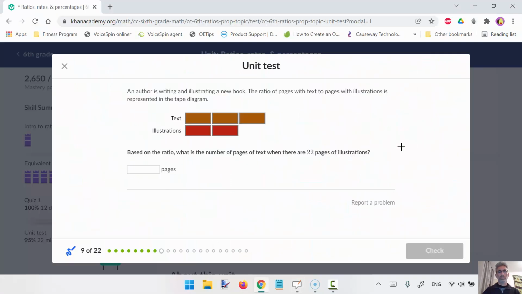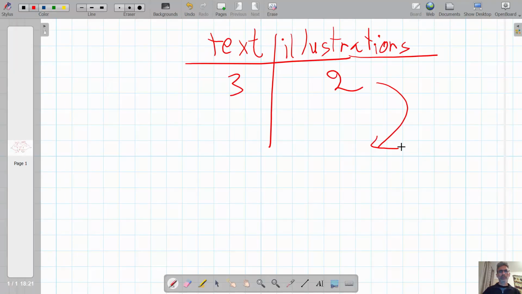Okay, so to go from 2 to 22, 2 times 10 is 20. 2 times what? 2 times 10 is 20. 2 times 11 is 22, right? Right? 2 times 11. 22.